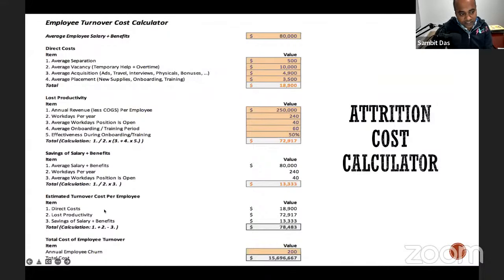And so what is the estimated turnover cost? The estimated turnover is you add the direct cost and the loss of productivity, and then subtract the salary savings. So that's how you end up with a total figure of estimated turnover.